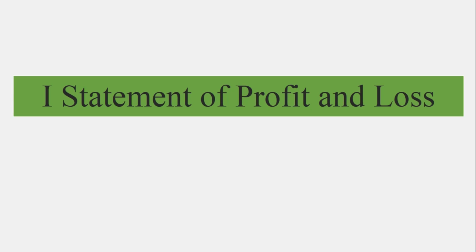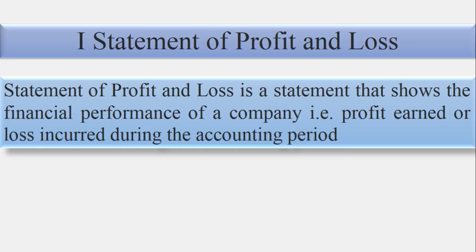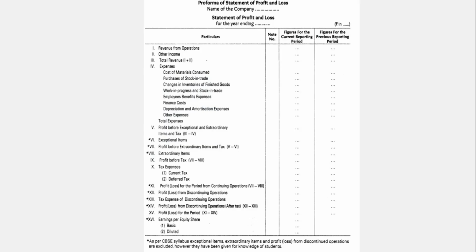The next thing is that the trading account and the P&L account we prepared in the horizontal way. Here we are preparing the vertical statement. This is not horizontal but a vertical statement. How can we say this is a vertical statement? Now you see this proforma of the statement of the P&L. Revenue from operations, other income and expenses, all these things are recorded vertically.